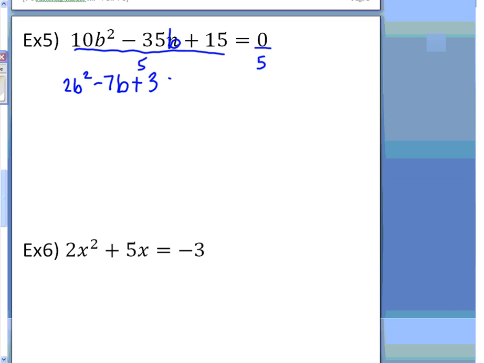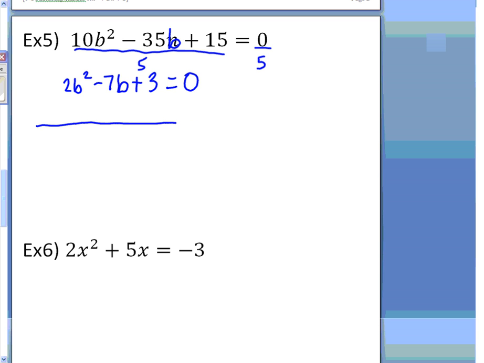And here's the cool thing. 0 divided by 5 is still 0. So I don't have to keep the 5 around this time. If you remember the other problems we just did, we had to keep the factor, the thing that we took out, off to the side. But this time, since we divided both sides by 5, I can actually get rid of it. All right? So now I need to factor this.